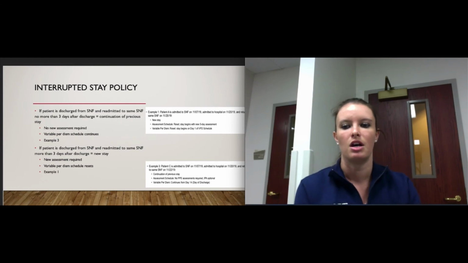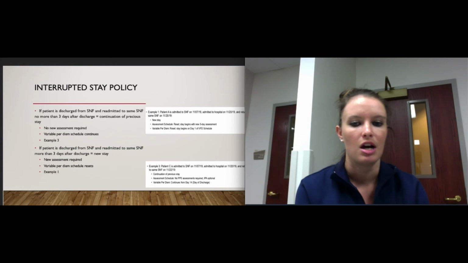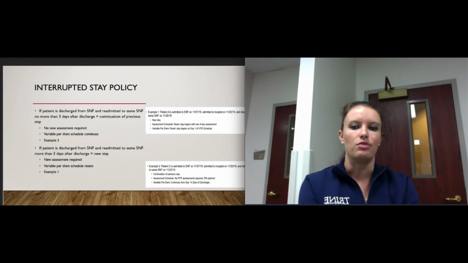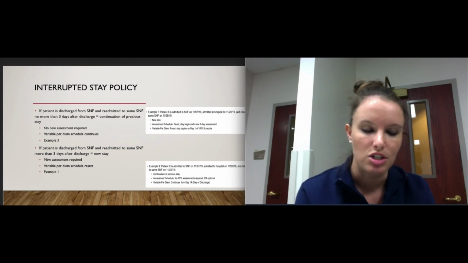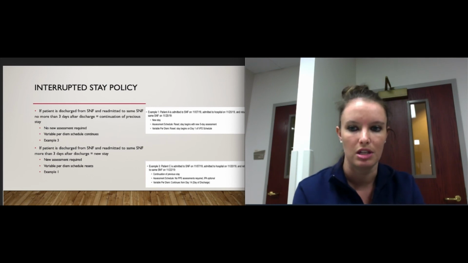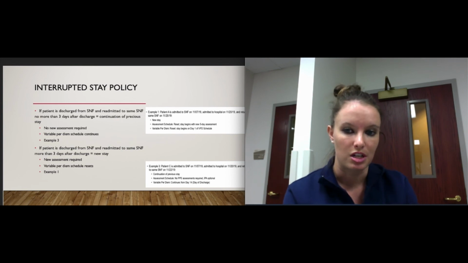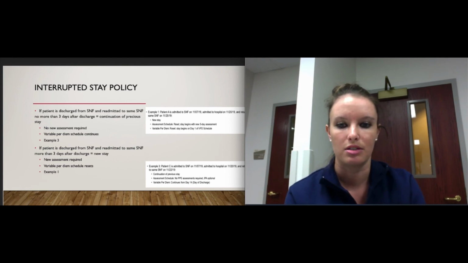Interrupted stay. This is put in place to reduce the incentive for providers to discharge patients and then readmit them in order to reset the variable per diem rate. If a patient is discharged from a SNF and readmitted to the same SNF in no more than 3 days, it's considered a continuation, in which case there are no new assessments and the variable per diem schedule continues. But if a patient is discharged from a SNF and readmitted to the same SNF more than 3 days after the discharge, a new assessment is required and the variable per diem schedule resets.